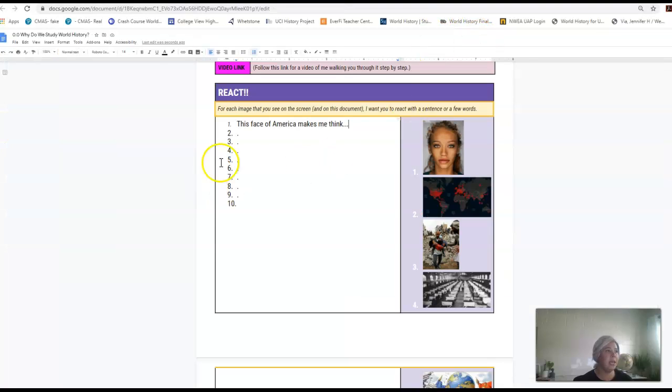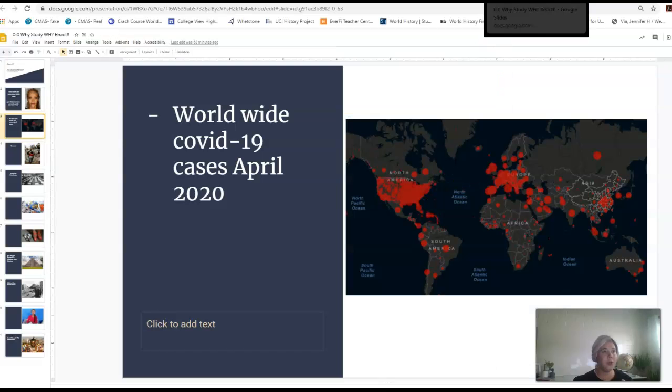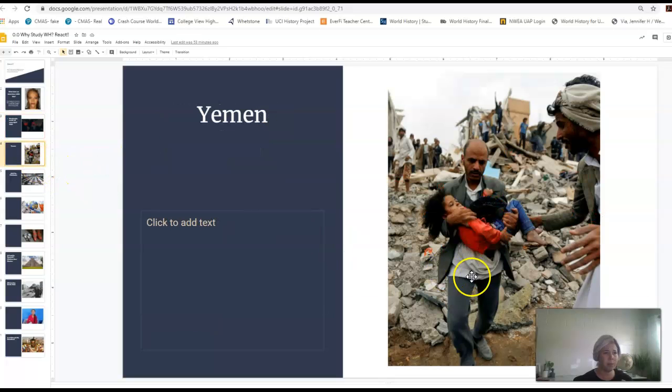So again, you're responding to that here in line 2. What is it making you think, feel, question about world history? All right, so number 3. This is an image of a man hauling a child out of rubble in Yemen. This was taken within the last year. What does this make you think, feel? Why do we study world history?